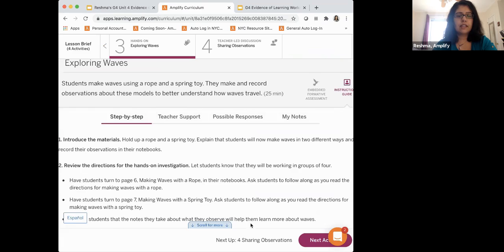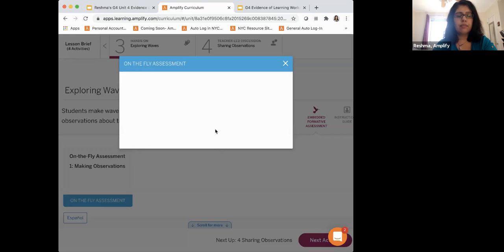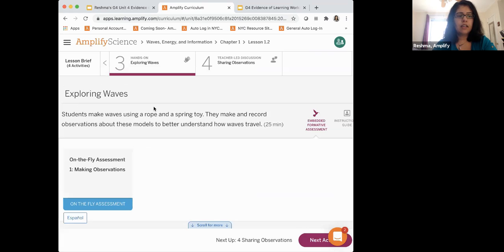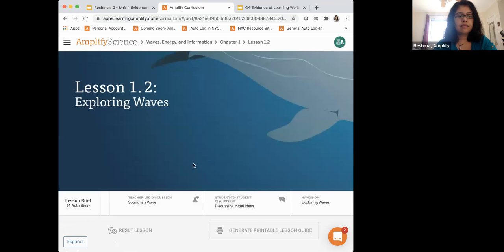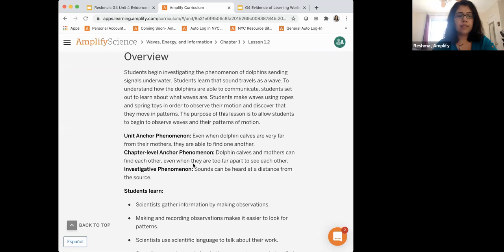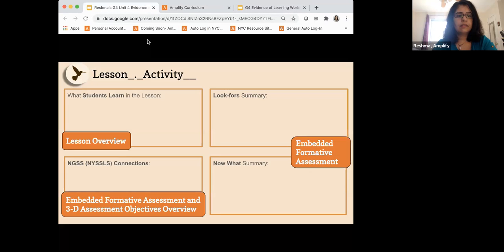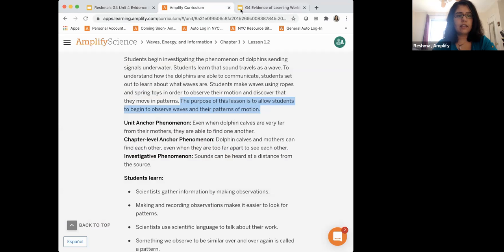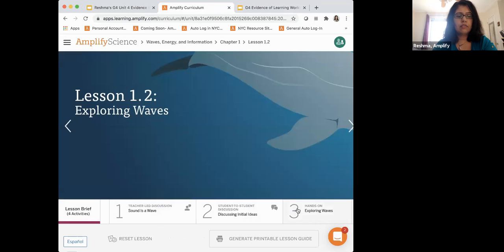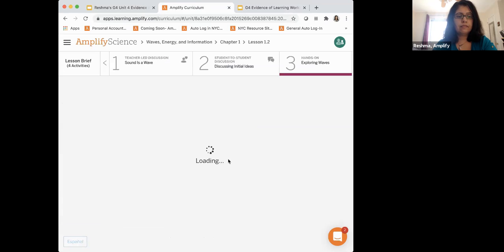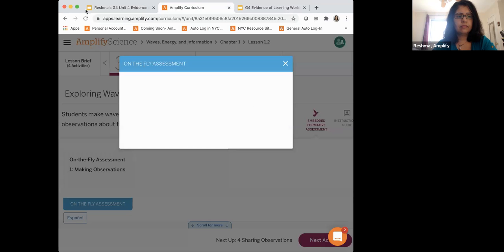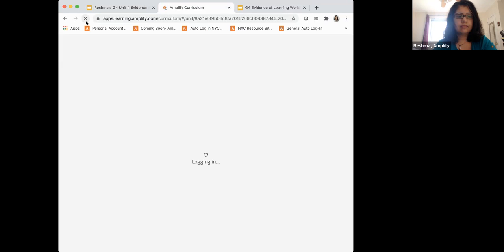Here's the actual lesson. I can get the look for and now what from here, from the assessment system doc, and then go back, find the lesson purpose from the last sentence of this unit. And the now what, look for summary, and the NGSS, NYSS, LS connections. Remember, give that a moment to load.